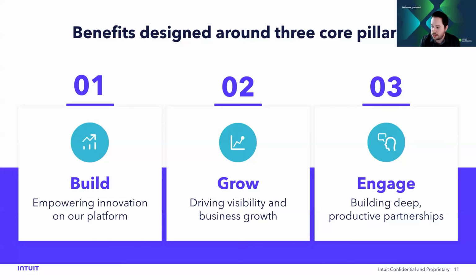Second is, how do we go to market together? You've built this great integration, you have great product market fit. How do we ensure that there is visibility on both ends and a focus on truly growing the business together? And then third, how do we engage across our teams? How do we build this deep, productive partnership across all of these pillars?